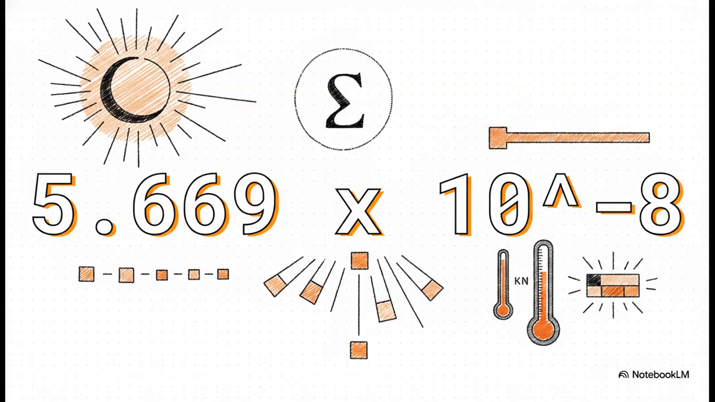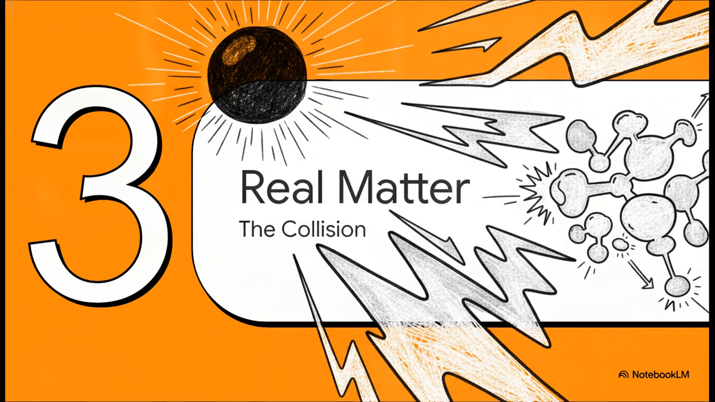And that sigma in the equation, that is the Stefan-Boltzmann constant. It's an incredibly tiny, super precise mathematical baseline. Think of it kind of like a universal speed limit governing the total energy emitted across all wavelengths by an ideal radiator.